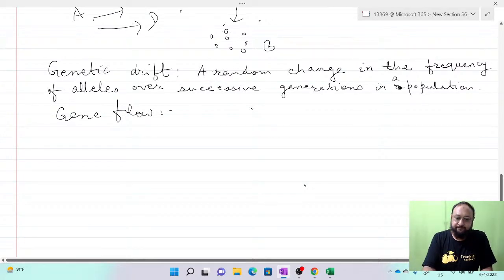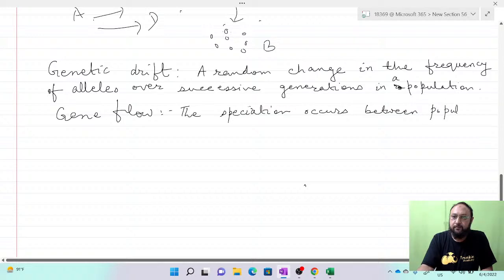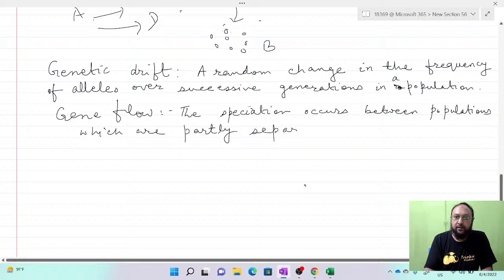Speciation occurs between populations which are partly separated but not completely separated.